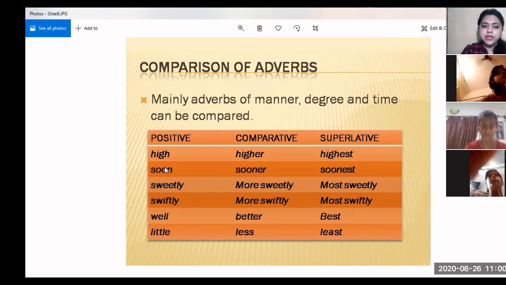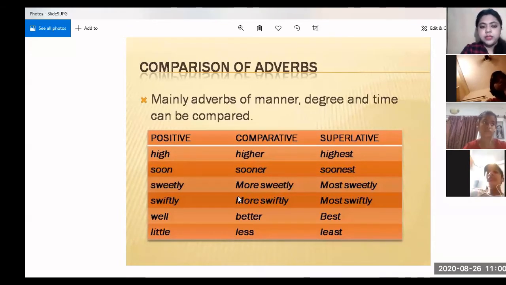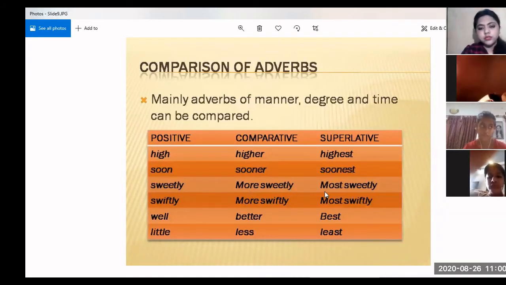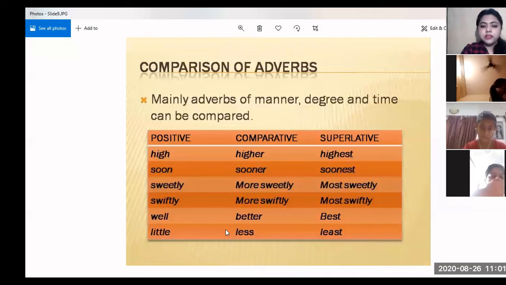For example, high, the comparative is higher. We just add "er" for the comparative degree and "est" for the superlative degree. But there are certain words which end with "ly," like sweetly, swiftly. In such cases, we don't use sweetlier or sweetliest, but we use more and most. Again, swiftly ends with "ly," so again we use more and most. But there are other words which change completely, like well, which changes to better in the comparative degree, and best in the superlative degree. Then little changes into less and least.